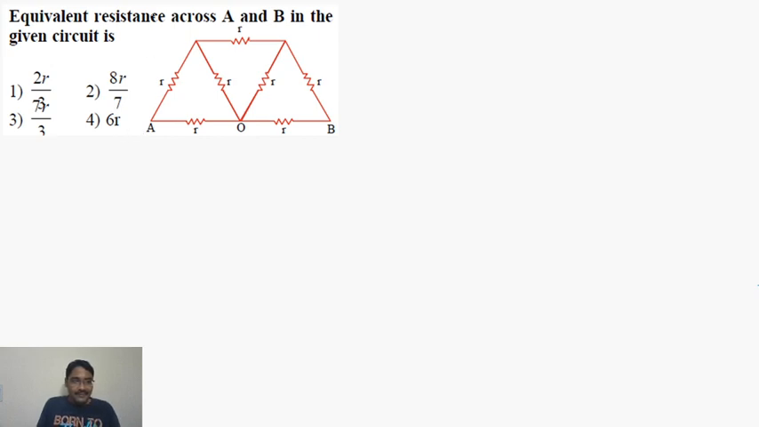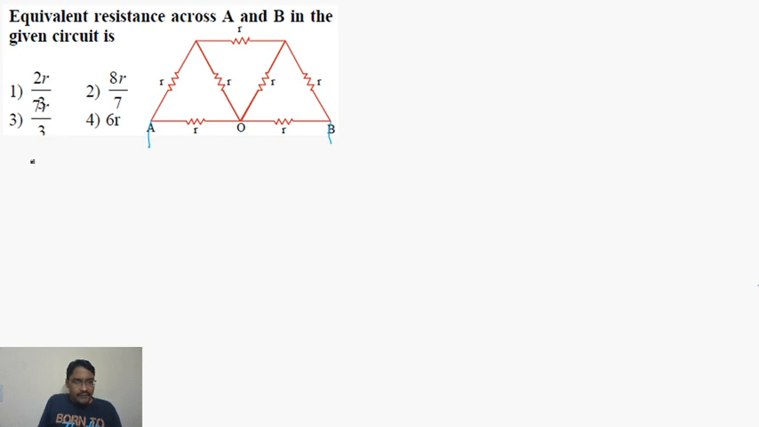Hi, our question is: find the equivalent resistance across A and B in the given circuit. We have to find the equivalent resistance across these two terminals. Okay, it is a simple series and parallel combination.